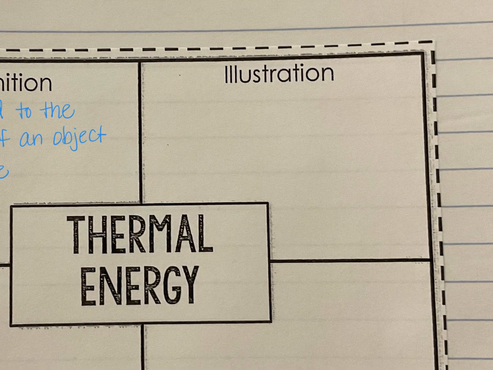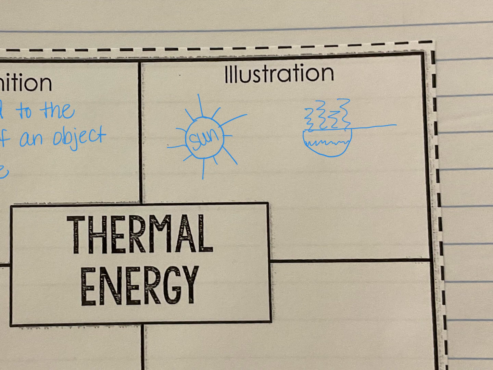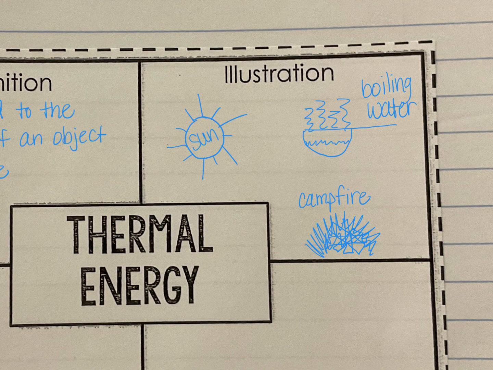Okay, let's go up here and draw some examples. One example, of course, and we drew this one yesterday, would be the sun. The sun is our main source of heat and light. We have some boiling water. And we'll draw this one again because it's pretty easy to draw, a campfire. Okay, we're going to draw some wood and then draw some fire. So a campfire.